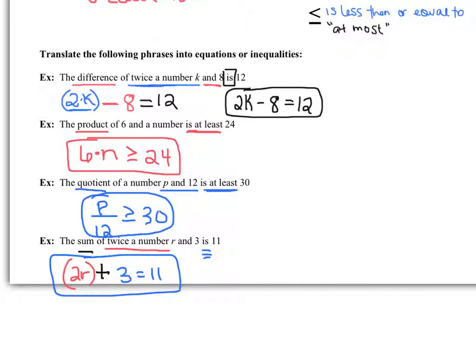Down here, sum means to add, twice means to multiply by 2, and it's twice r. And since twice was my second keyword or phrase, it gets put in parentheses. And then 3 is the other number that's part of the sum. Is all by itself, which means equals, and equals 11. In this problem, you'd multiply 2 and r before you add because it's in parentheses. But even if the parentheses weren't there, you would multiply 2 and r before you add because multiplication comes before addition. So this is an example where it's okay to drop the parentheses, but I would take either one.